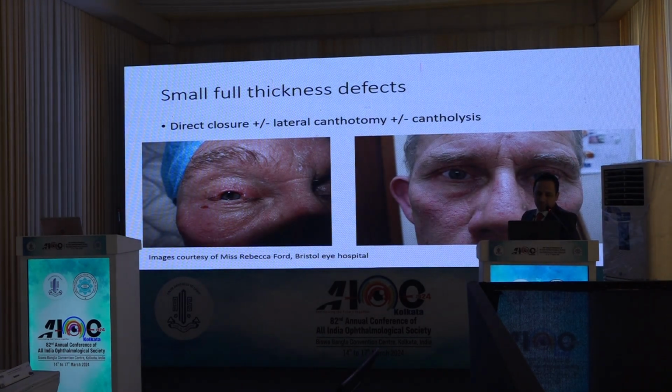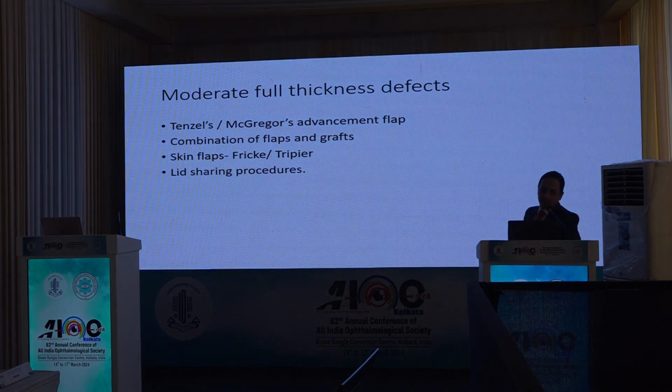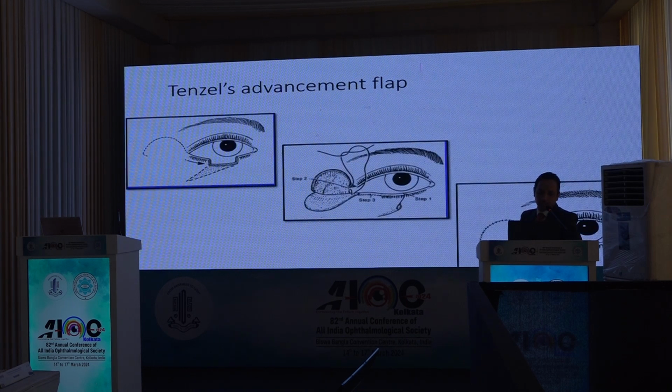Small full thickness defects can be closed by direct closure, the technique of which has been discussed, further augmented with a lateral canthotomy and cantholysis. Another example of the same. Moderate full thickness defects require techniques such as Tenzel's or McGregor's advancement flaps, apart from other combinations of flaps and grafts. This has already been covered before.